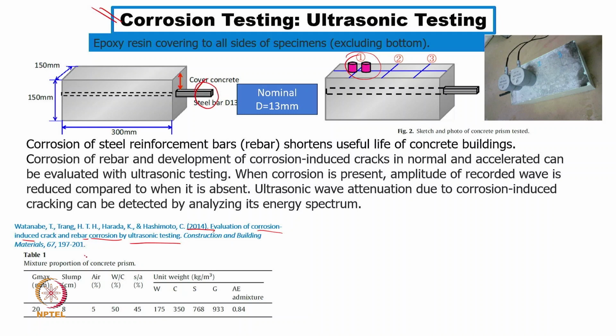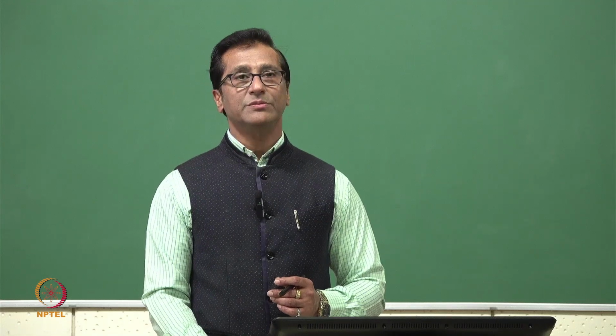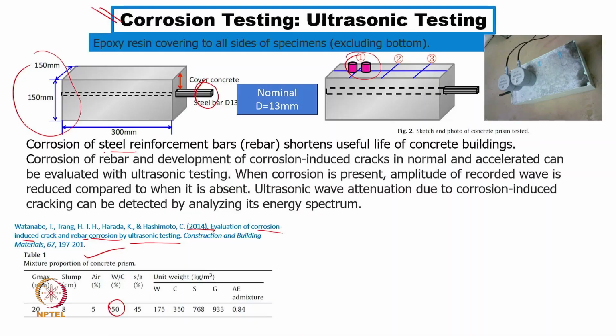And then they use a concrete prism, and the dimension has already been given over here. And then they use the 50%, there's a concrete ratio that has been mentioned. Now what we are seeing, the corrosion of steel reinforced bars particularly shortens the useful life of concrete buildings.